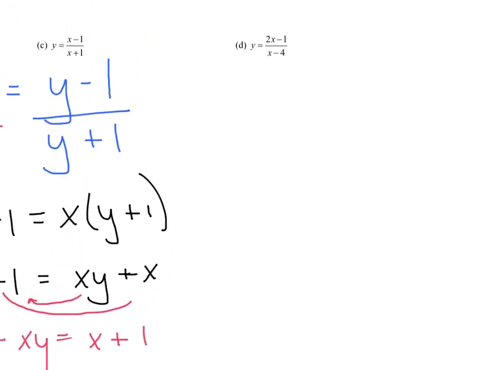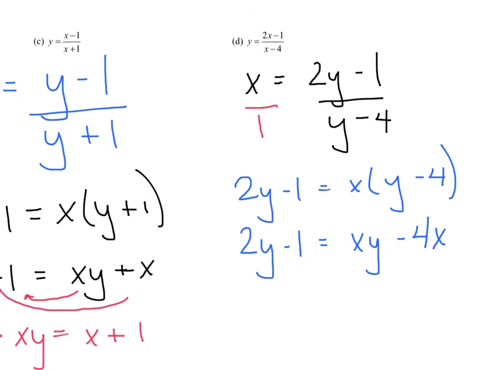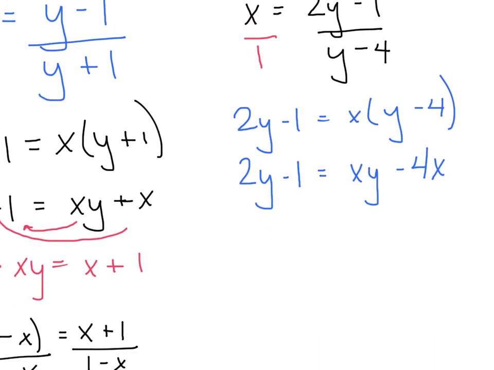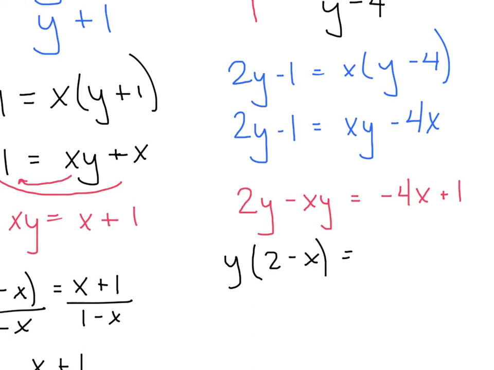Alright, last one of our inverse practice. Again, pause it, see how far you can get, and turn me on when you need to. So again, hopefully you're good up to this step. I've put it over 1. I've cross multiplied, distribute my x. And again, I just want to put anybody with a y on one side and anybody without it on the other. So I'm going to say this is 2y minus xy equals, I have a negative 4x plus 1. Pull out my favorite factor of a y, and I'm left with 2 minus x equals negative 4x plus 1, and divide both sides by 2 minus x.